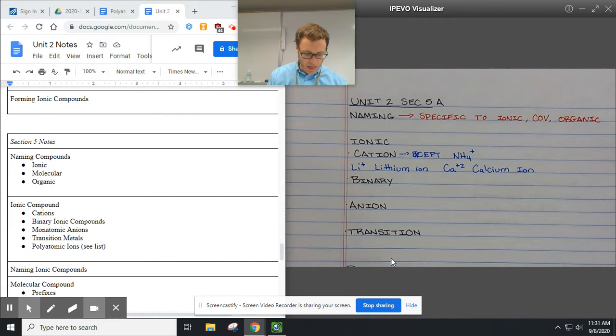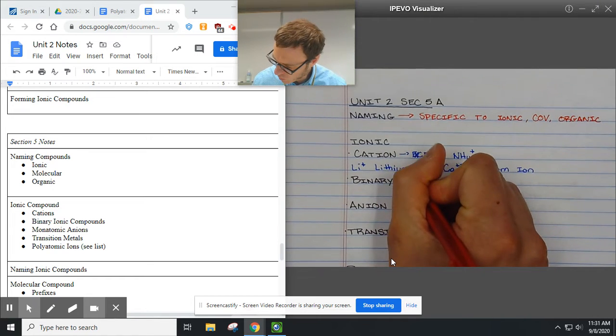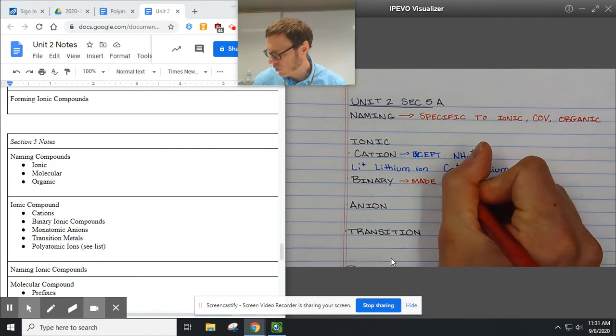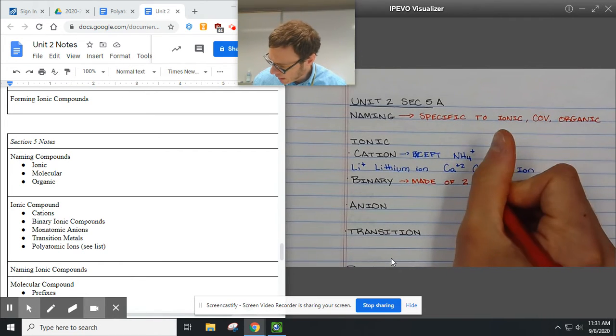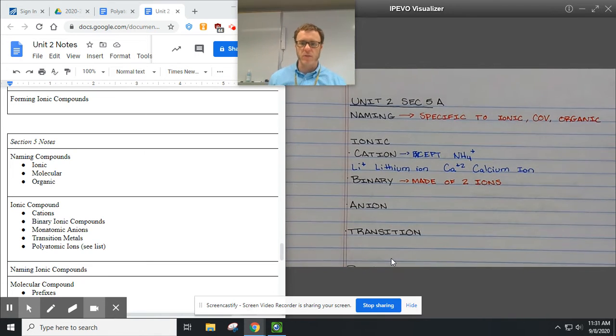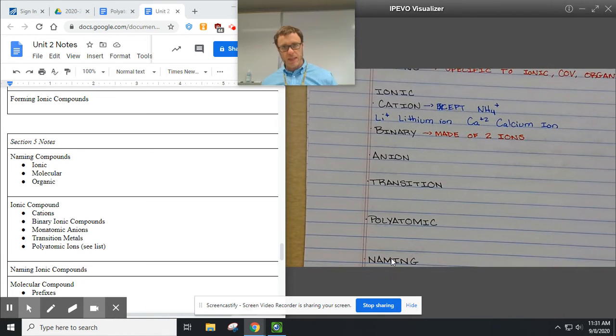So there we go. Now, binary compounds here are made of two elements. Binary ionic compounds are made of two ions. Okay, so those are made of two ions. So it's pretty straightforward. Now, the anion, this is a little bit of a different story. These are negatively charged, all right?